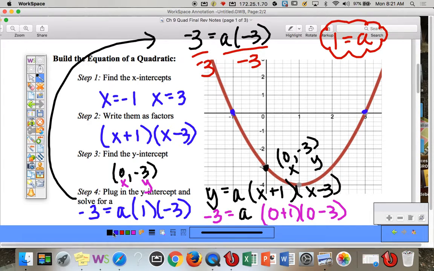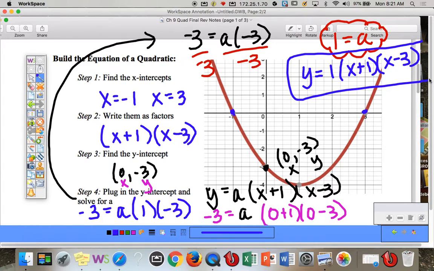And then we're going to rewrite the equation. So to rewrite the equation, we have y equals, and then a is 1, so I'll just leave that 1. And we have x plus 1, x minus 3. Now since a is 1, you don't have to write the 1 right there, but you can. So again, the steps are find the x-intercepts, write them as factors, find the y-intercept, plug in, and then solve for a, rewrite your equation. So that's how you can build the equation of the quadratic.